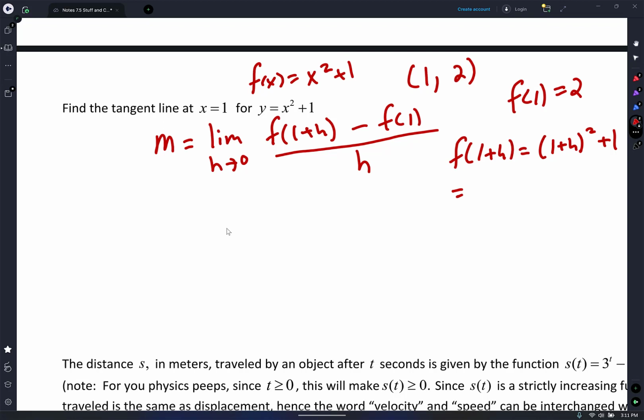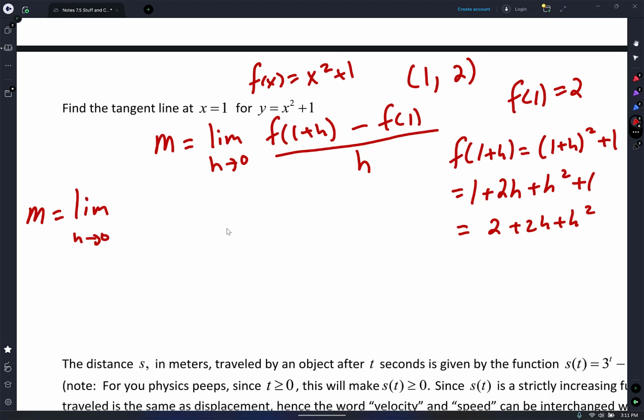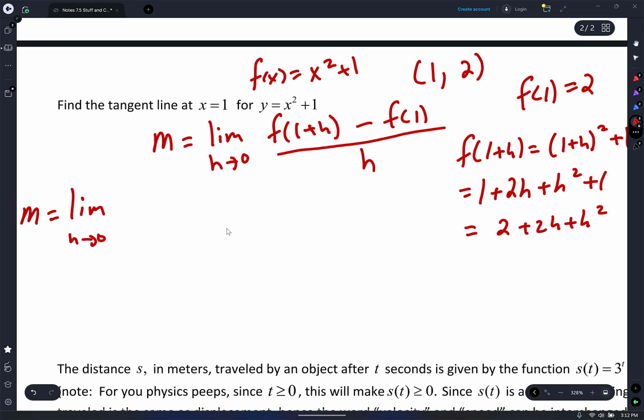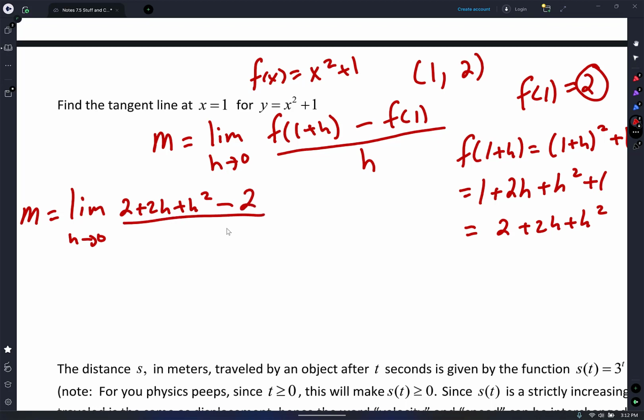I'm going to expand the (1 plus h) squared, guys. 1 times 1? 1. 1 times h? 1h. But you're going to have two of those, so it's going to be 2h plus h times h, h squared, and then I'm going to go plus 1. Now I'm going to combine like terms. So f of 1 plus h is equal to 2 plus 2h plus h squared. Are we okay? All right, I come back, and I'm going to write m equals limit as h approaches 0, and I'm going to write this expression first. I'm going to write 2 plus 2h plus h squared minus 2. All this is over h.